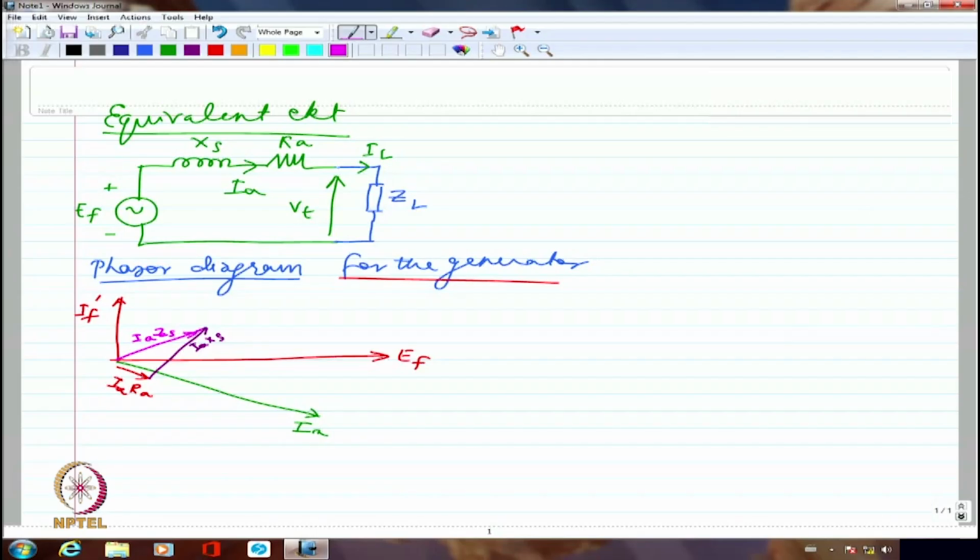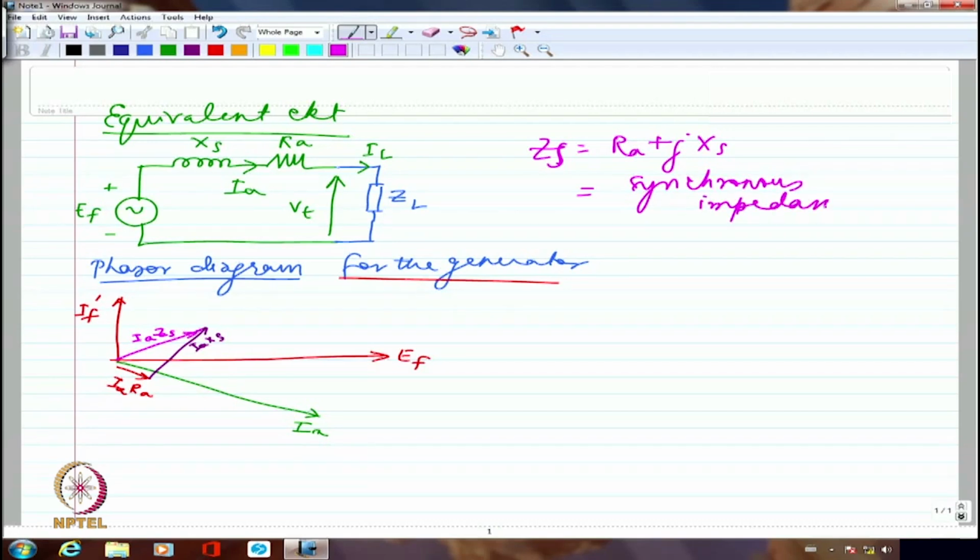ZS is the synchronous impedance, right? So I would say ZS is RA plus jXS. So we call this synchronous impedance, right? Now this particular IA ZS has to be subtracted from EF. Only then I will get what is known as VT.